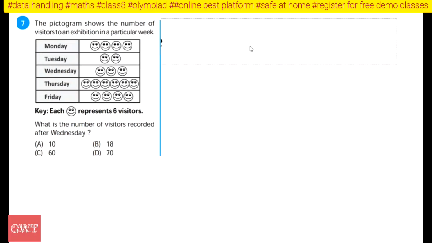Okay. So see, they have again given a pictogram and they are asking some questions, right? So how can I start it? Tell me, beta, can you try to do it by yourself? The pictogram shows the number of visitors at an exhibition in a particular week. Monday there are 4, Tuesday 2, then 3, then 6, and then 4. So the total is 19, right? Now they are asking what is the number of visitors recorded after Wednesday. After Wednesday, 6 plus 4, so it is 10. So it is option A.